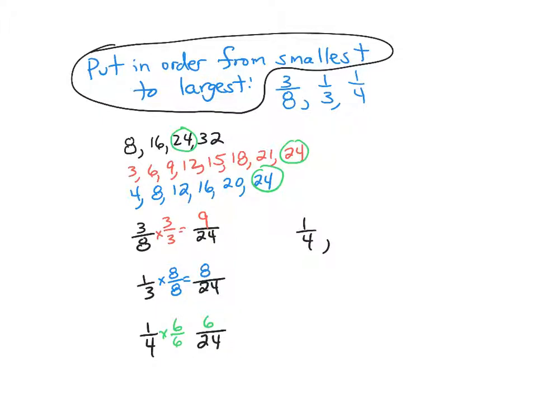The next one would be 8 24ths. So that would be the fraction 1/3. And then the next one would be the 9 24ths, which is 3/8. So I put them in order from the smallest to the largest. I could also write them with the symbols. 1/4 is less than 1/3, which is less than 3/8.